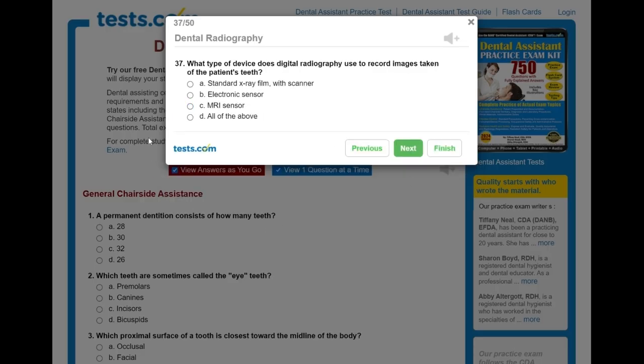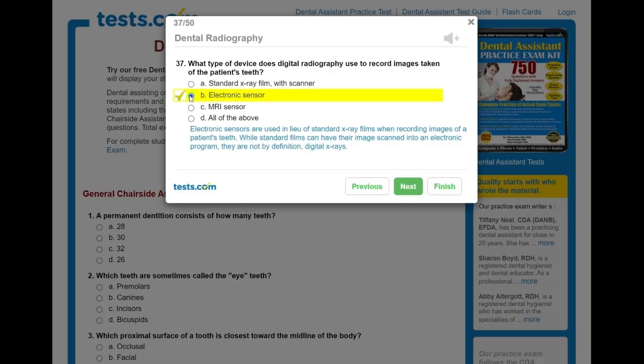Question 37. What type of device does digital radiography use to record images taken of the patient's teeth? A. Standard X-ray film with scanner. B. Electronic sensor. C. MRI sensor. D. All of the above. B. Electronic sensor. Electronic sensors are used in lieu of standard X-ray films when recording images of a patient's teeth. While standard films can have their image scanned into an electronic program, they are not by definition digital X-rays.